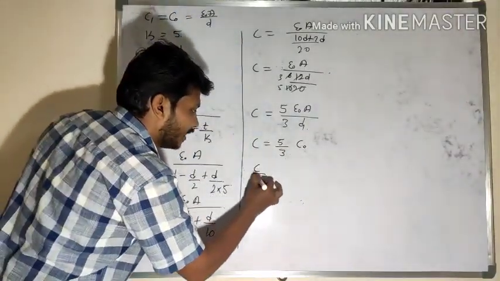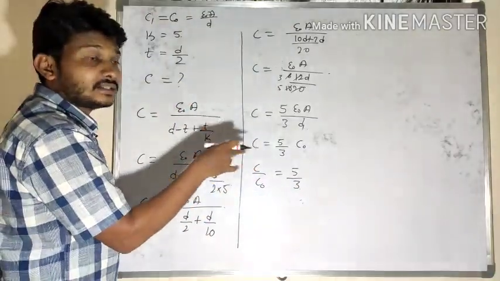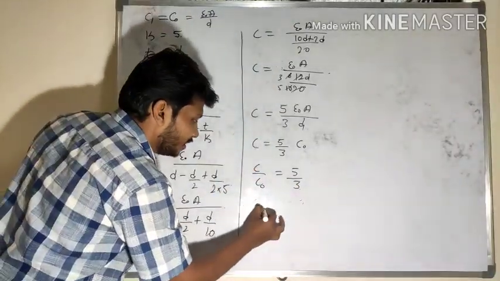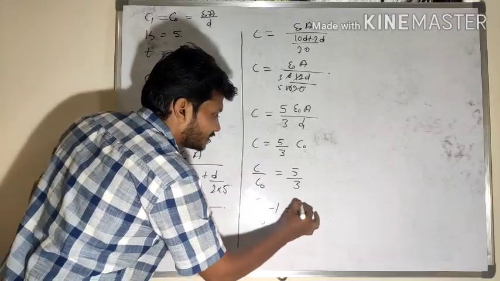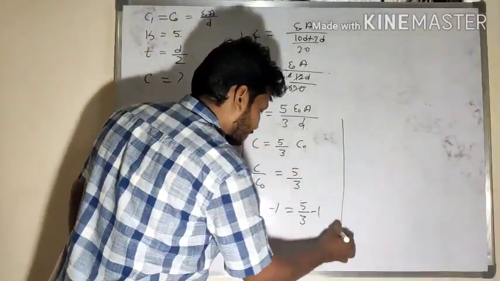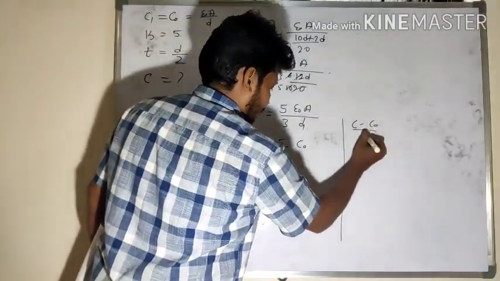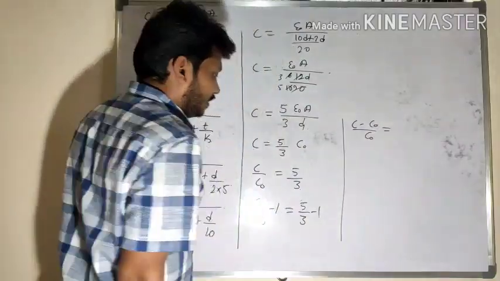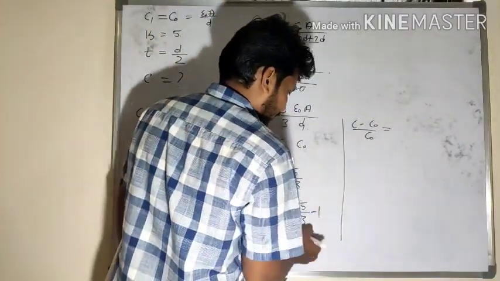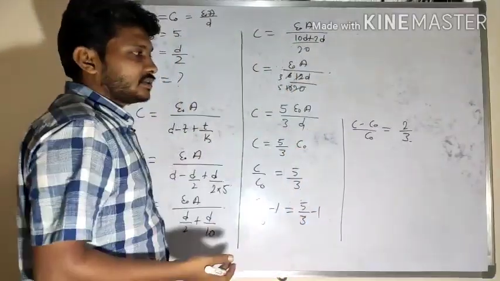So C by C naught is equal to what? 5 by 3. They asked to determine capacitance in terms of ratio here. C by C naught minus 1, so that is 5 by 3 minus 1 here. C by C naught divided by C naught. So that is equal to what? 5 minus 3, so that is 2 by 3 here, in terms of ratio.